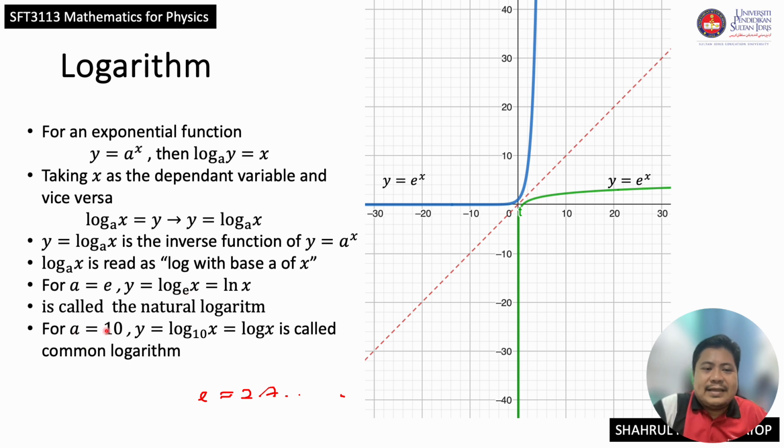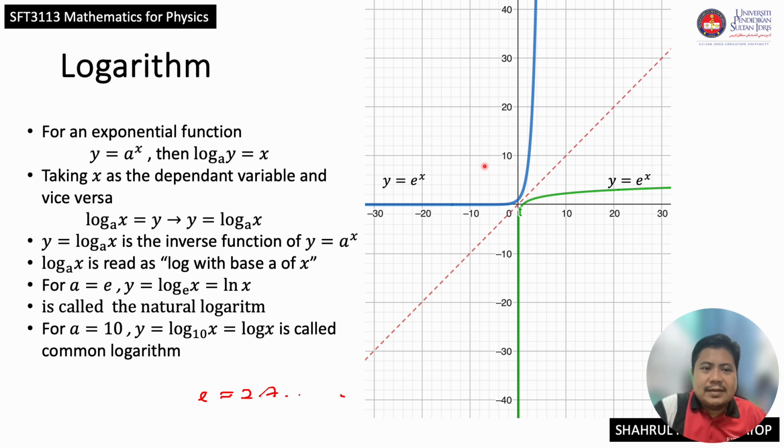But for the base of 10, for example, y equal to log base 10 of x, this log 10 can be written as just log x. That means if we don't put a base, it is automatically understood as base 10. This is called the common logarithm.